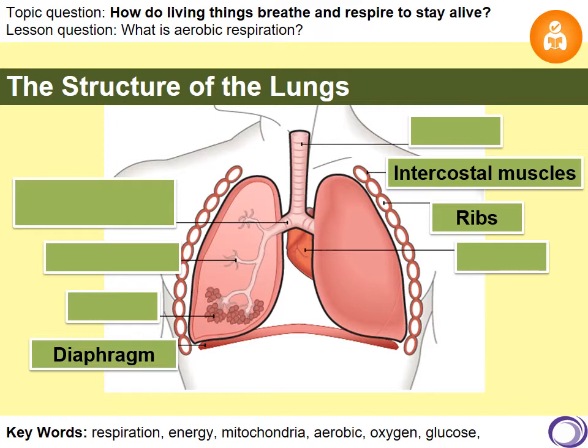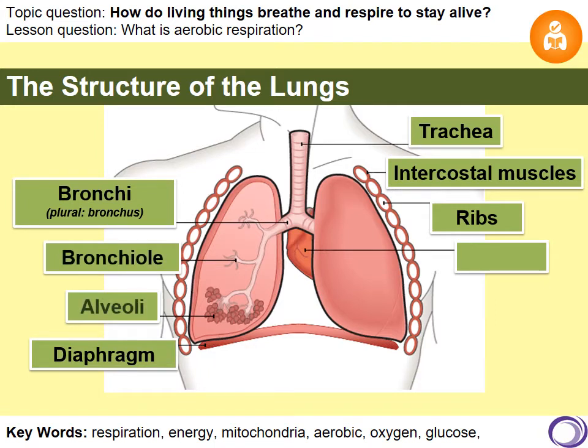This means that the pressure falls and air comes in via our trachea and then into the bronchi. The bronchi split off into bronchioles and then they further divide into alveoli. Once the oxygen has got to the alveoli, then it will be transferred to the blood and pumped around the body using the heart.